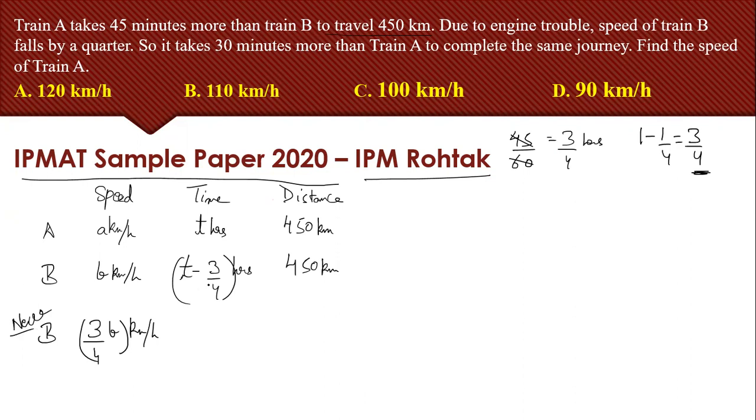Due to which it takes 30 minutes more than train A. Since the speed of B has been reduced, it is taking 30 minutes more than train A to complete the same journey. Same journey is 450 kilometers. 30 minutes more means half an hour more than A. That means T plus 1 by 2 hours. Right? I hope this sort of table is understandable. Find the speed of train A. We need to find the speed of train A.